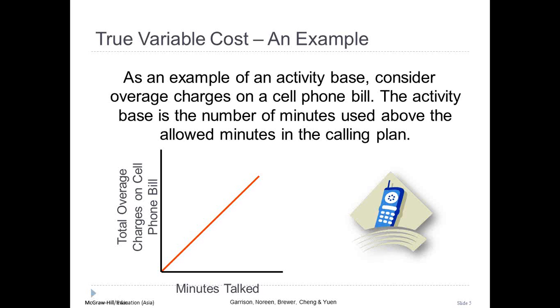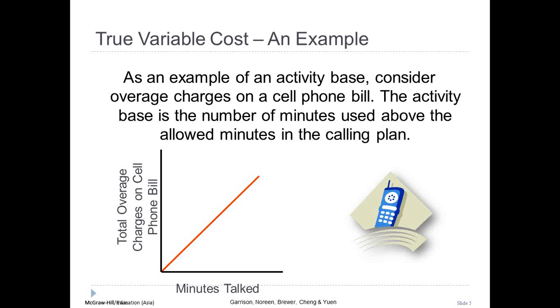And a common example is the cell phone. And here, the most common activity base or cost driver tends to be the number of minutes we talk on the phone. Now, there are many, many types of cell phone plans, so just stay with me on this. We'll explain on a simple level how costs can vary.